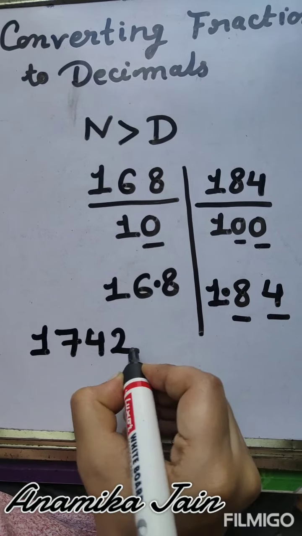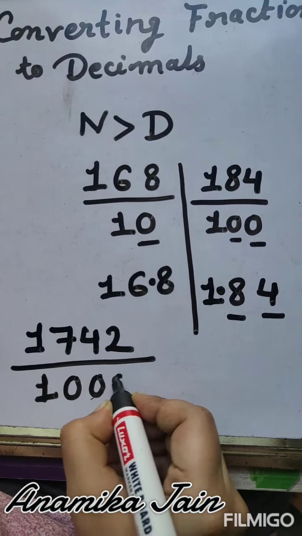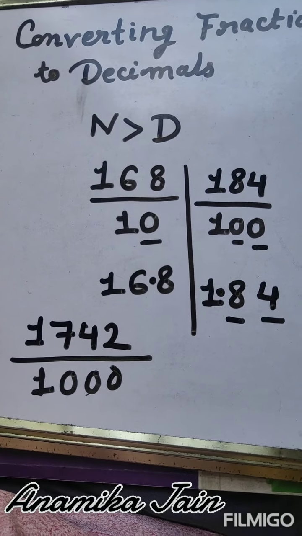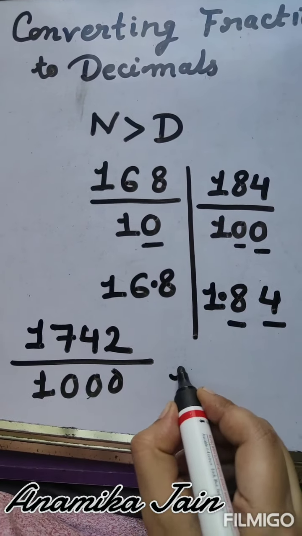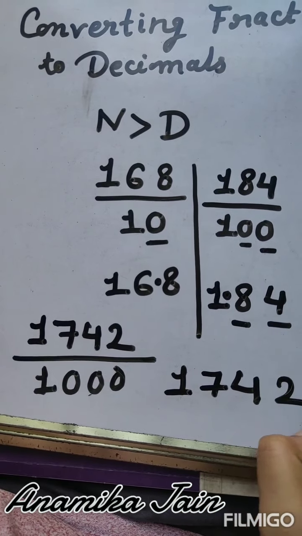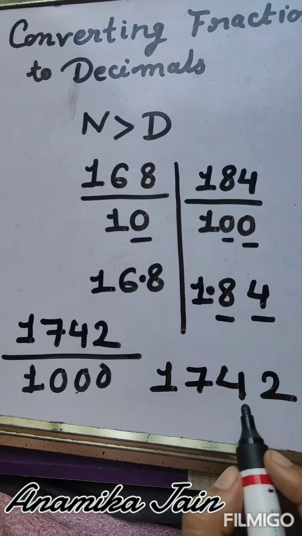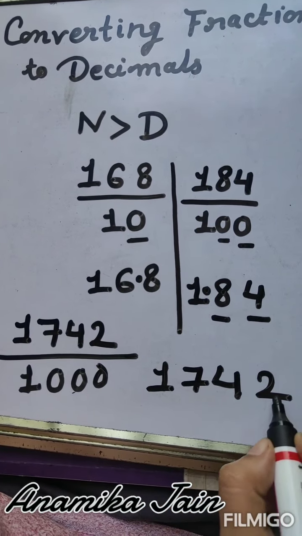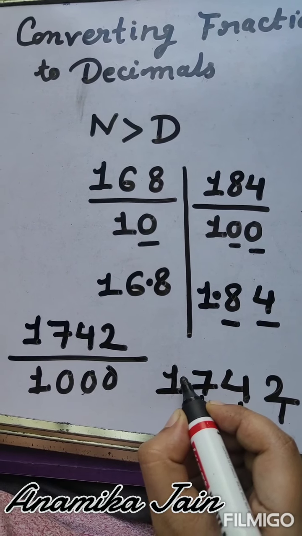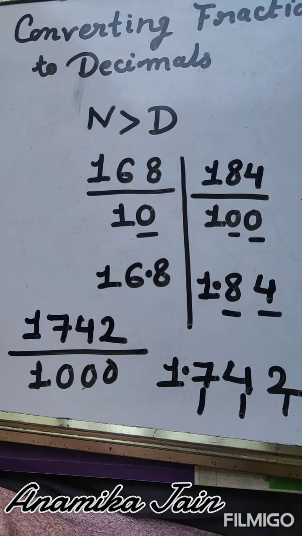Like if we take an example, 1742 divided by 1000. In this case also the numerator is greater than the denominator. So how many zeros are there in the denominator? There are 3 zeros. So we will count 3 digits from the right hand side: 1, 2, 3. And we will put a decimal point before 3 digits.